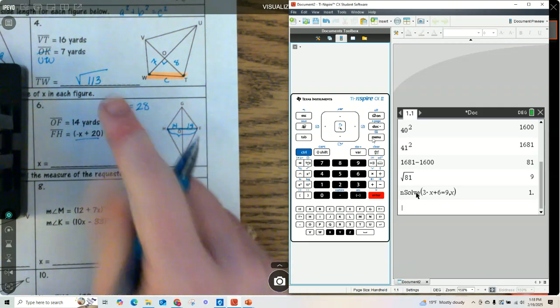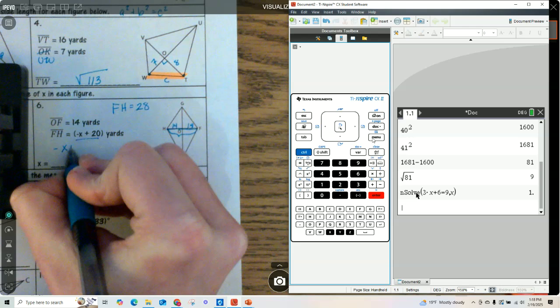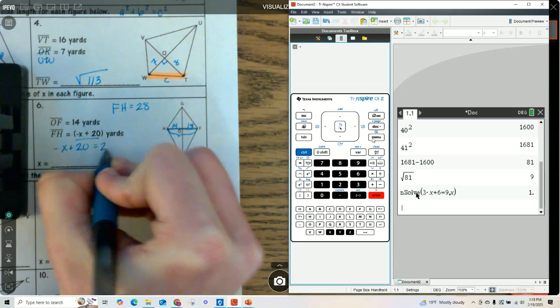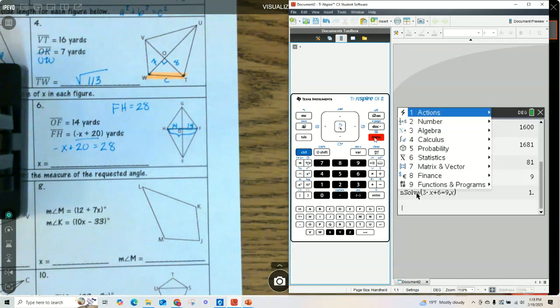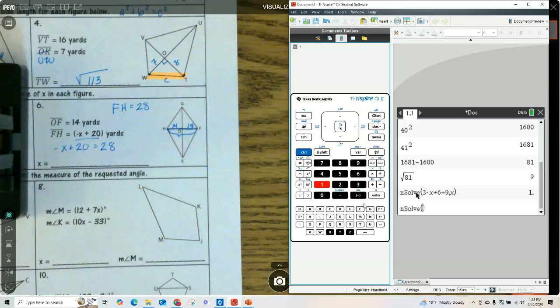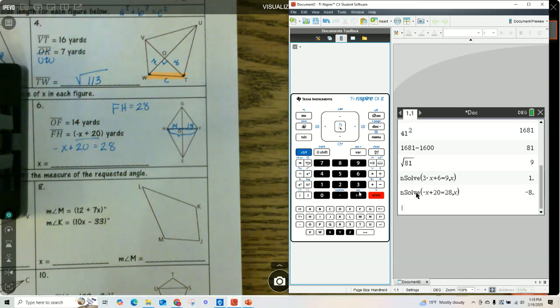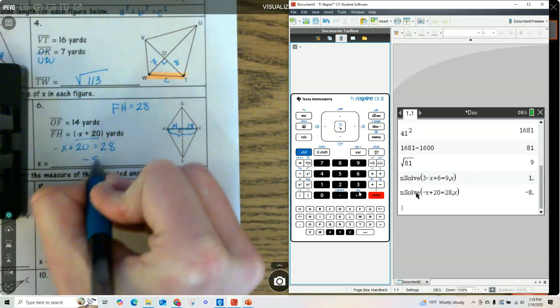So if I've got two things that it's equal to, I can set those equal to each other. So negative x plus 20 equals 28, and x is negative 8.